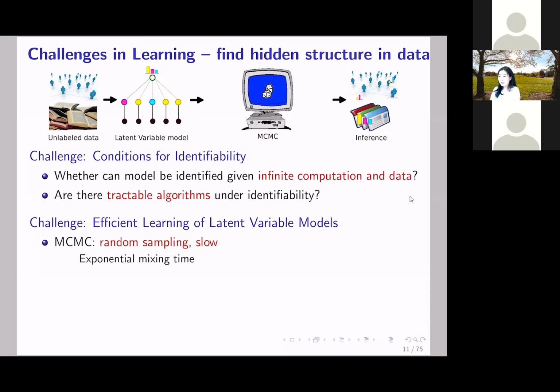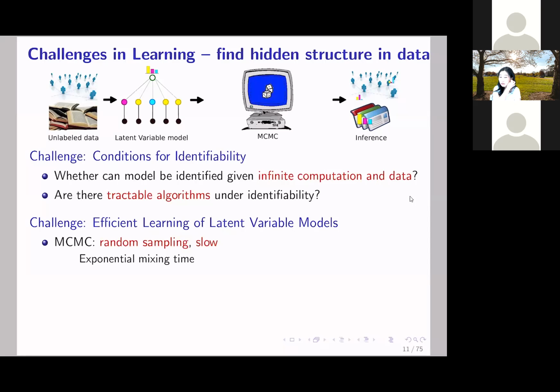Everyone is familiar with MCMC, Markov chain Monte Carlo. It's a random sampling method. It is guaranteed to converge in most scenarios. So that's very nice, and that's why in application, people have been using that a lot. But unfortunately, if you consider theoretical guarantees, it is rather slow because of this exponential mixing time. We know that for sampling, you do need to have a mixing time.